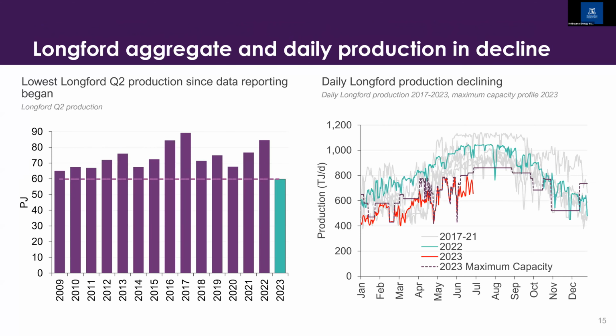All right, so we'll talk a little bit more about Longford in this slide, because that was quite a significant outcome of this Q2. The chart on the left shows production data from the Gas Bulletin Board, which has only been operational since the 1st of July, 2008. So this shows Longford production for Q2 back to 2009. And it shows that this Q2's production was the lowest since reporting began on the Bulletin Board, although it's likely to be the lowest production since 2000 when the Eastern Gas Pipeline came online.